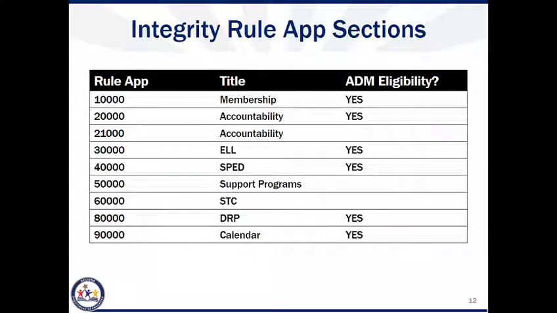Here are the different types of integrity rule sections. The ones that we, the student account analysts, are typically going to look for are the membership rules. Do those affect ADM eligibility? Yes. So if you see a 10,000 failure on your integrity reports, you're definitely going to want to get those fixed. 20,000 are from the accountability team. 21,000 are also from accountability. There are two different types of rule sets. The 20s will affect eligibility. 21s may not. ELL is under the 30,000, SPED under the 40, and so on.